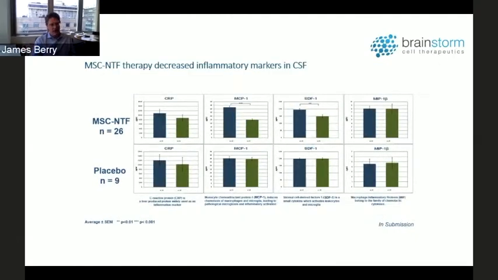We also looked at inflammatory markers in the CSF. MCP1 is probably the best developed, the most reliable in ALS. It's elevated in ALS, and we saw a decrease in that elevation in the stem cell treated patients, but not in the placebo treated patients.